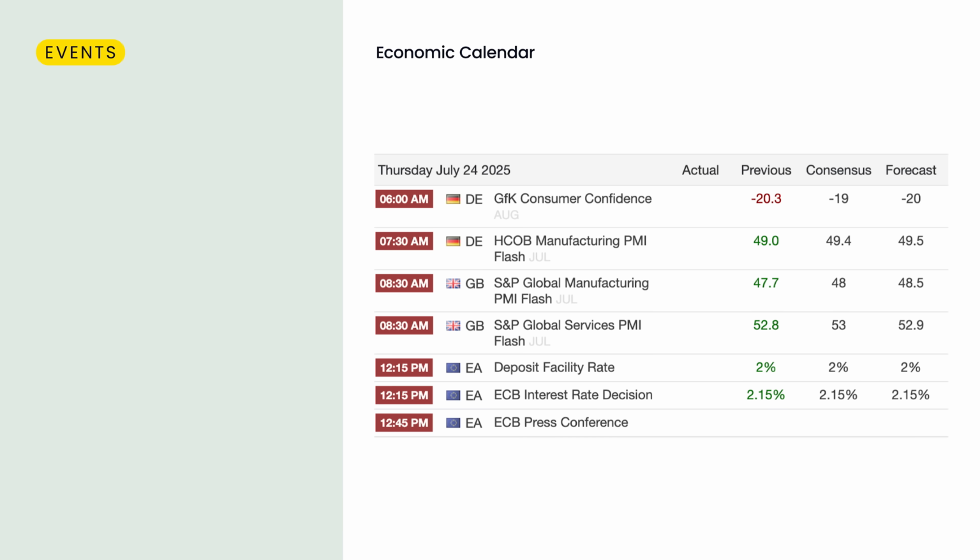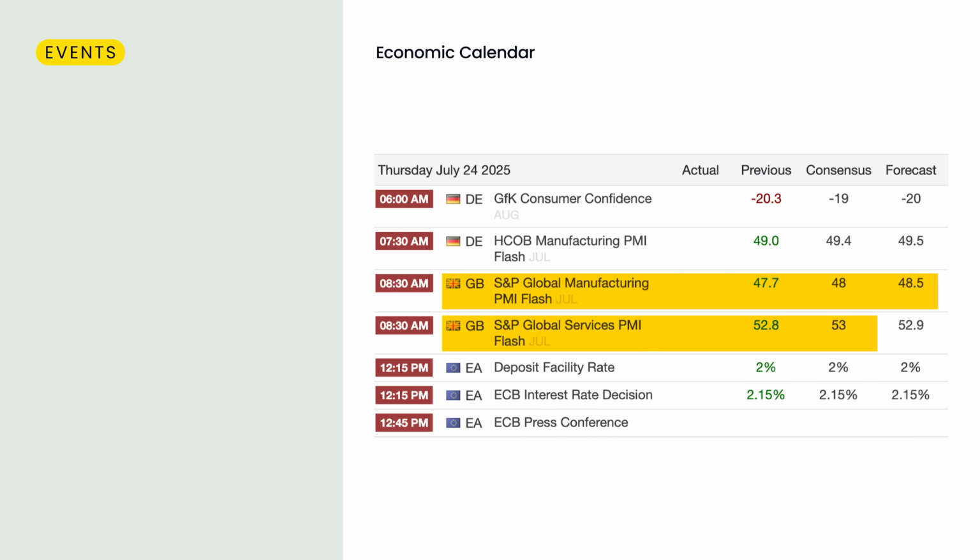The important data on the economic calendar that investors need to pay attention to are the UK manufacturing and services PMI, as well as the ECB interest rate decision.